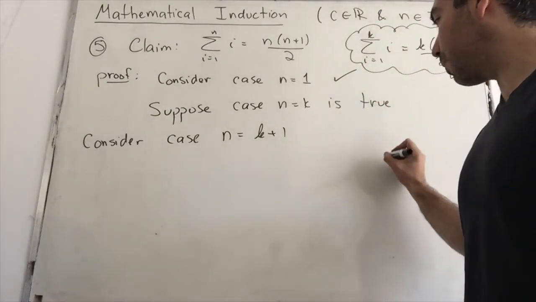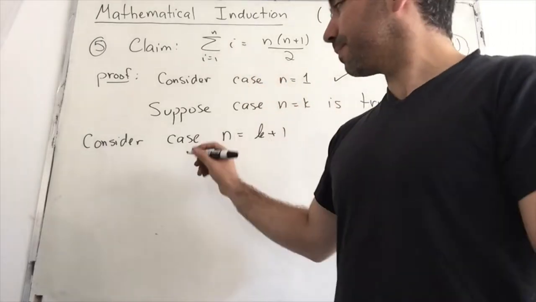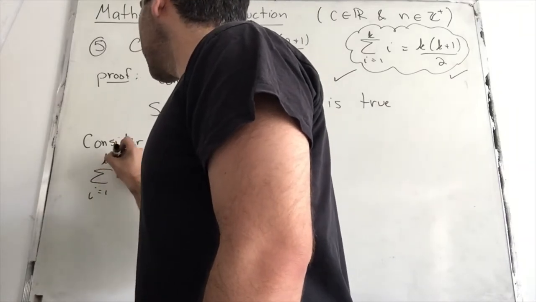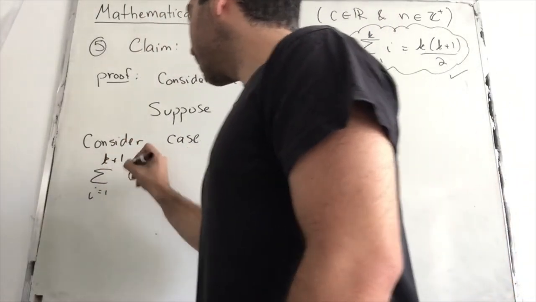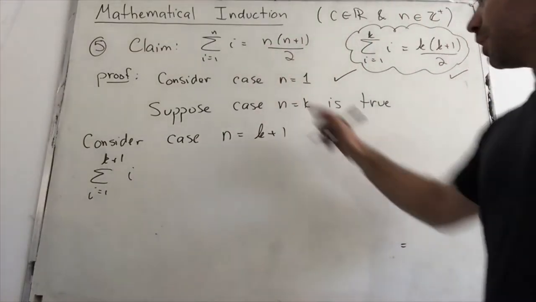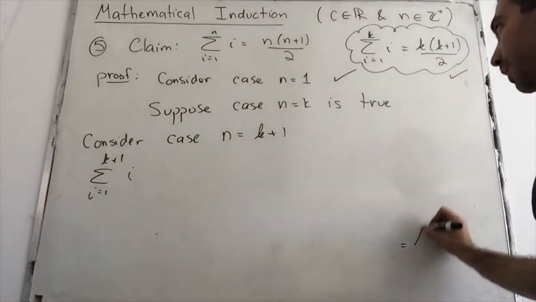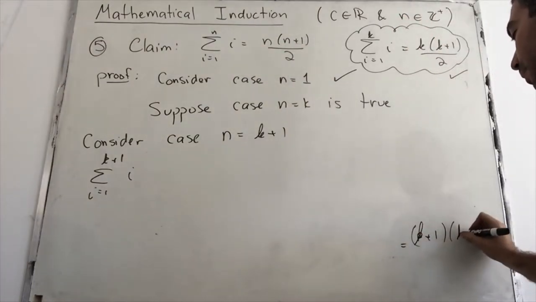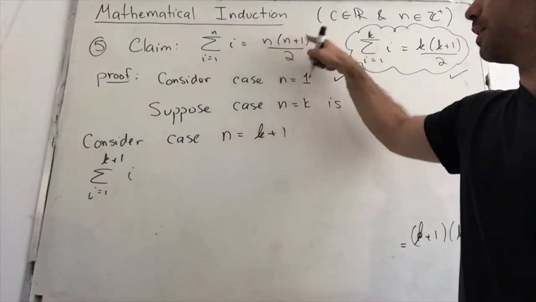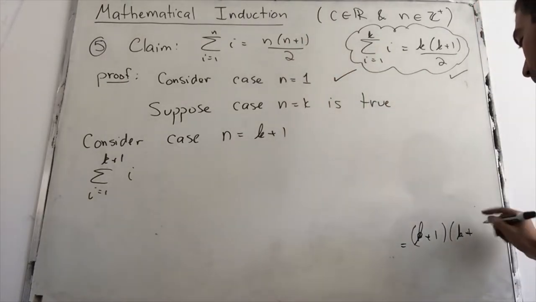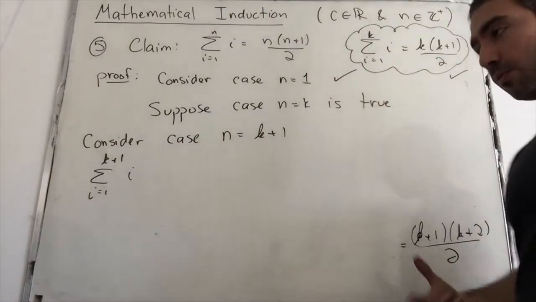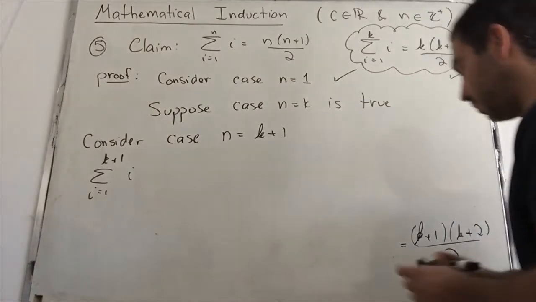What are we saying? Really, what we want to show is that the sum from i equals 1 to k plus 1 of i is equal to, by the end of it, essentially we're replacing the n's here with k plus 1. So we should get k plus 1 times k plus 1, right? I'm replacing the n's with k plus 1, so k plus 1, and then in brackets k plus 1 plus 1, which is k plus 2, all this divided by 2. If we could show this thing here is equal to this, we're done. We completed the proof by induction. So let's go ahead and do that.